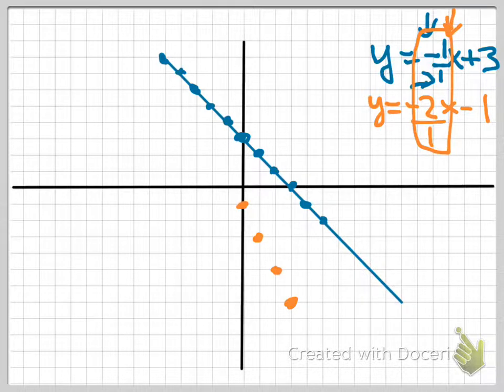So if going down 2 and to the right 1 doesn't work, maybe going up 2 and to the left 1 works. Up 2 and to the left 1. Oh, look, that looks like it's getting closer to the other line. Up 2 and to the left 1. And finally they intersect. So you can see here, this one intersects right there. That one point right there.